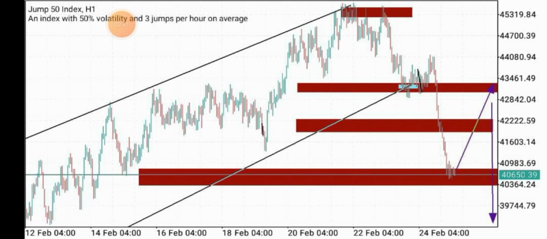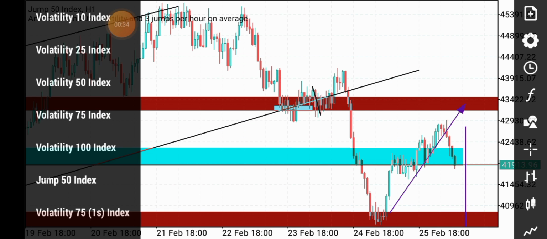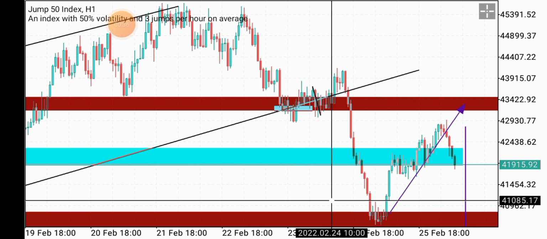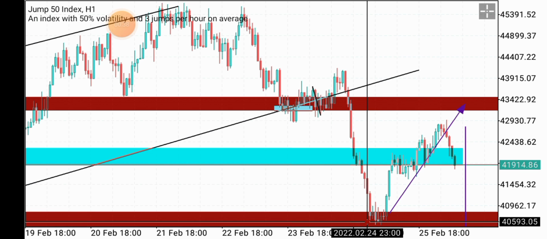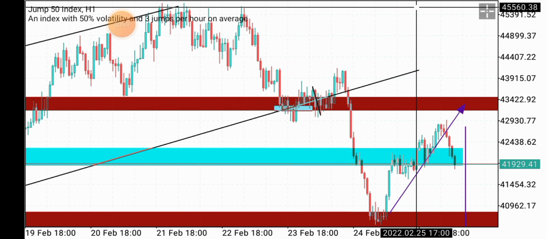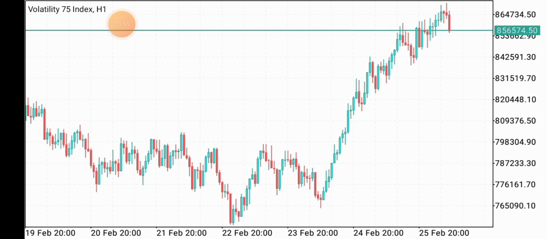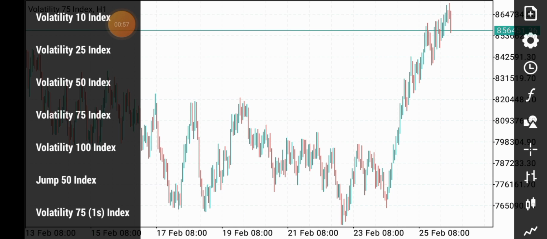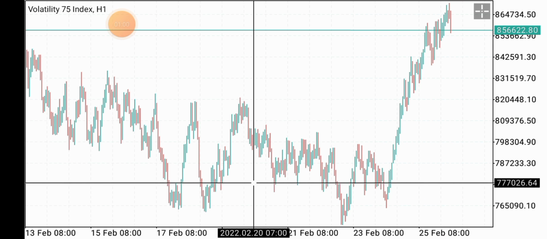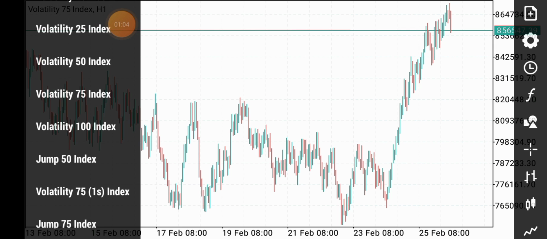So I'm going to be sharing this strategy with you. You can see this is the big move that we caught, guys. For Jump 50, price was around here, and when I predicted it, I posted in the group that it was going to move like this. This is a particular concept that I'm about to share with you, and I will share it using Volatility 75 too. The same concept I've applied here, but let me start with Jump so that I show you what just happened before I come back to Volatility 75.